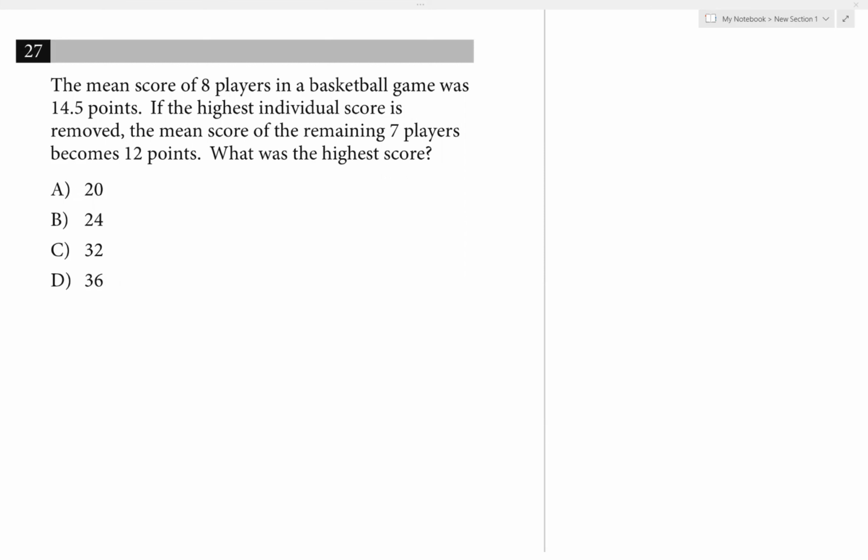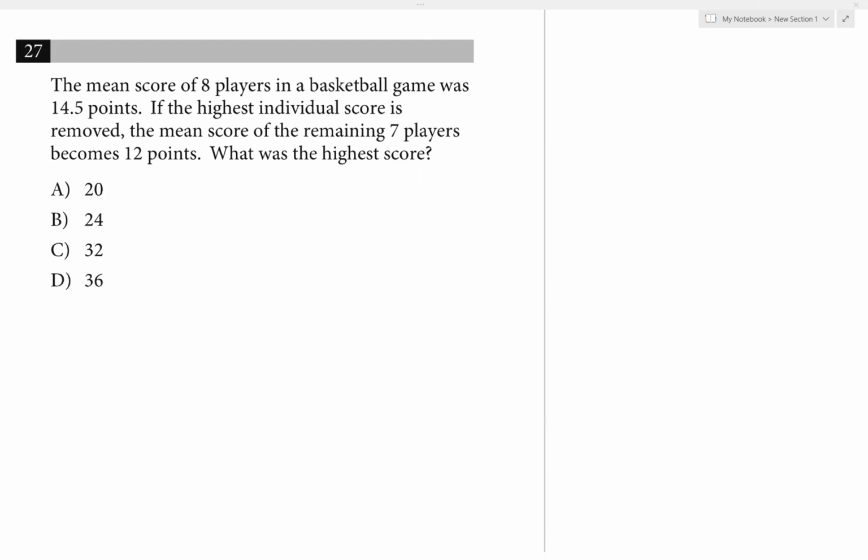Sometimes in an average question we have to solve for the average. But then there are other types of question like this one, where they give us the average, and we know the mean for the 8 players is 14.5. So for this type of question, it's helpful to think in terms of the sum, the total number of points.